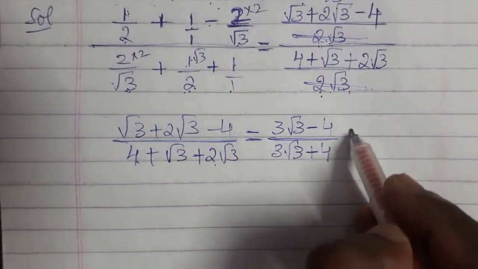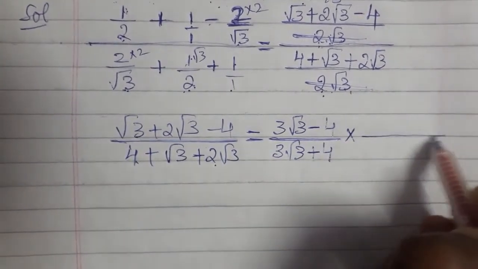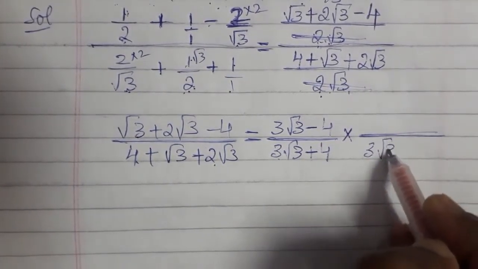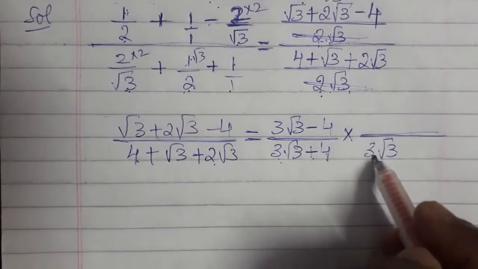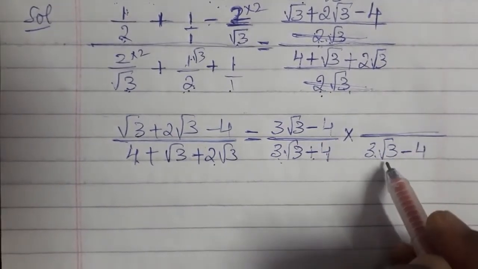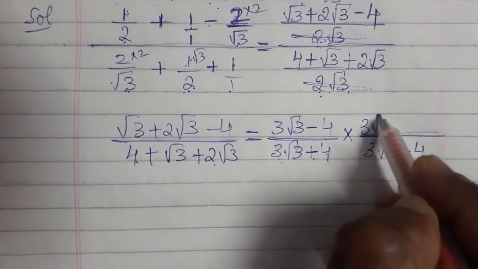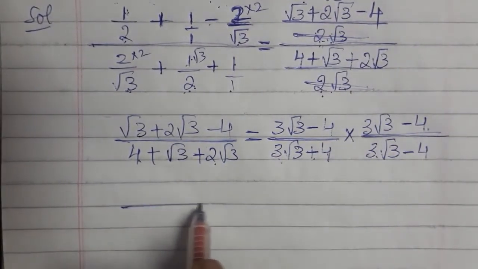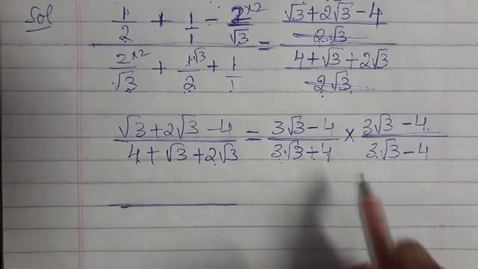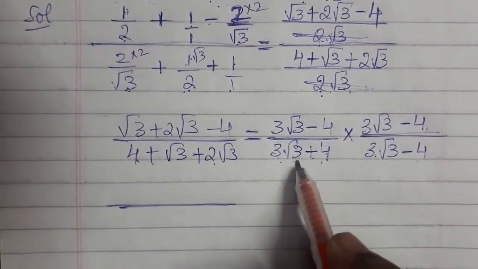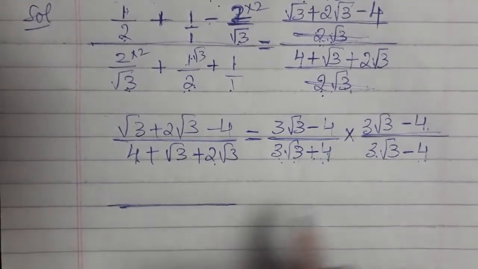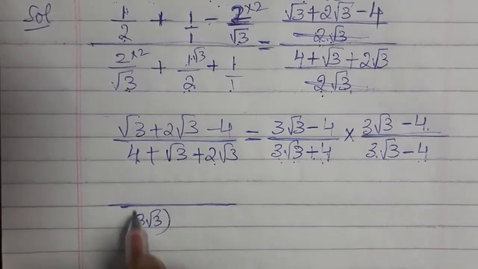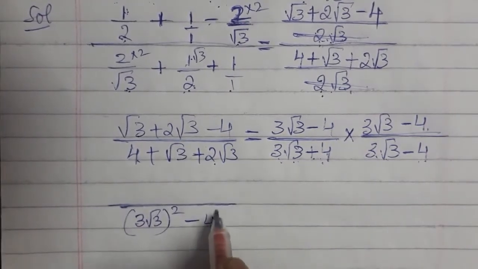Now to simplify this, you have to rationalize the denominator. What you have to do? You have to rationalize the denominator. That means the conjugate of 3 root 3 plus 4 is 3 root 3 minus 4. Same thing you have to multiply to the numerator. 3 root 3 minus 4. Now, in the denominator you can notice it is in the form of a plus b, a minus b. A plus b, a minus b means you have to write a square minus b square. That means 3 root 3 the whole square minus 4 square.